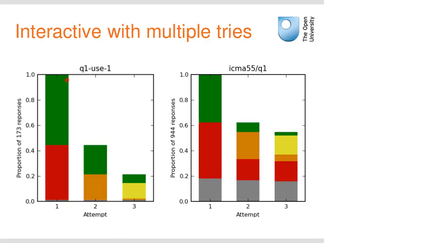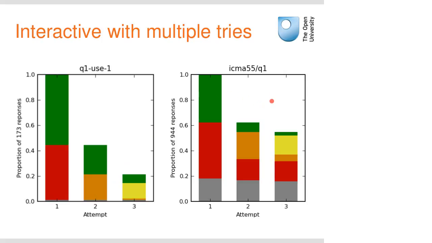So this is an interactive question. It's a fairly easy one, because by the end 80-plus percent of people have got it right. But it's working the way we want. Students have got to the right answer, possibly after one or two hints. So that's what we'd like to see.